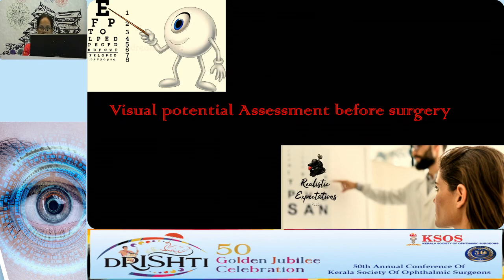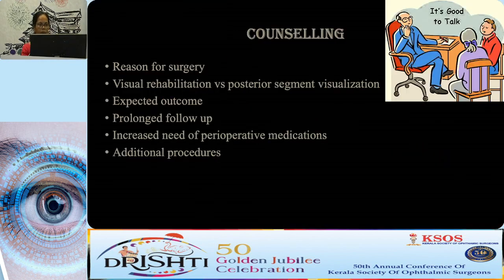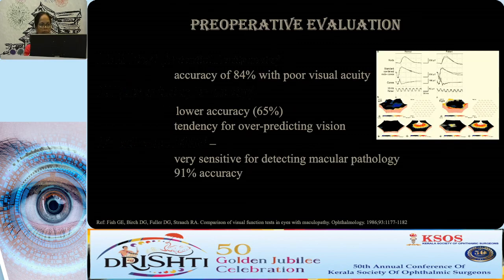Visual potential assessment before surgery is very important, and the patient should get a realistic expectation by giving proper counseling. Reason for surgery: visual rehabilitation versus posterior segment visualization. Expected outcome: prolonged follow-up need, inherent need for perioperative medication. If additional procedures like pars plana vitrectomy are needed, the patient has to be given proper counseling.